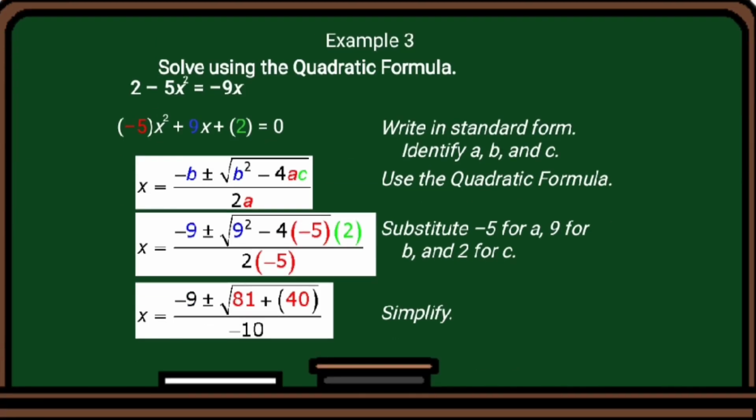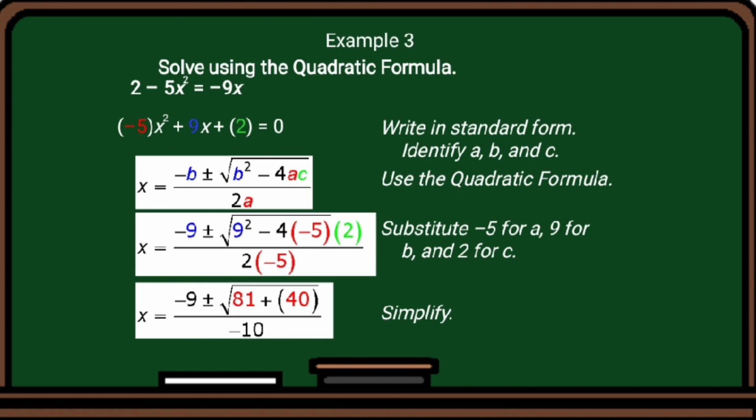For the third example, the given quadratic equation is 2 minus 5x squared is equal to negative 9x. We're going to write this in standard form. So we have now negative 5x squared plus 9x plus 2 is equal to 0. Then, identify the value of a, b, and c. Then we're going to use the quadratic formula. X is equal to negative b plus or minus the square root of b squared minus 4ac all over 2a. Then, we substitute negative 5 for a, 9 for b, and 2 for c.